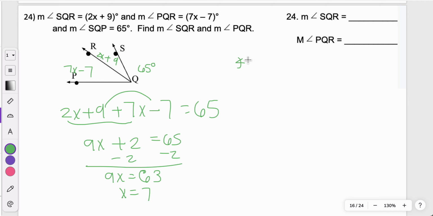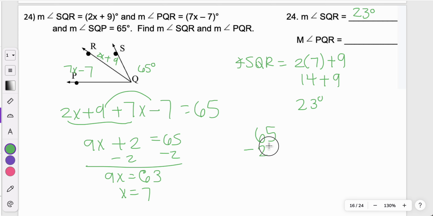So for angle SQR, I'm going to fill in that 7. So 2 times 7 plus 9, or 14 plus 9, I'm going to get 23 degrees for SQR. And then to find PQR really easily, I know the entire thing is 65 degrees, so I'm going to subtract 23 degrees, and I'm going to get 42 degrees for the measurement of PQR. You could still plug in the 7 for PQR, so 7 times 7 minus 7 still gives you that 42.